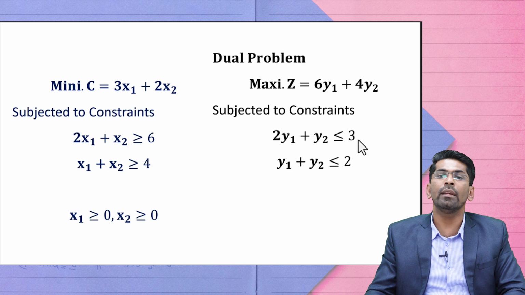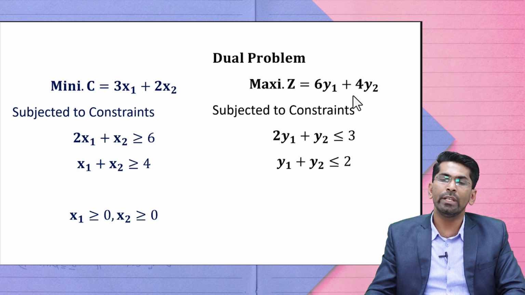Now we are converting into the less than or equal to form. See, the coefficient of the objective function in the primal problem will become the constant of the constraint in the dual problem. So 3 and 2 will now become the constants of the constraints here. So the constraints will become 2y1 plus y2 less than or equal to 3, y1 plus y2 less than or equal to 2.